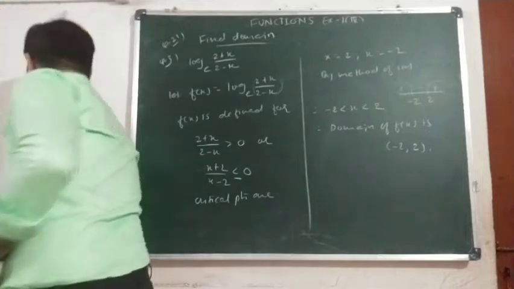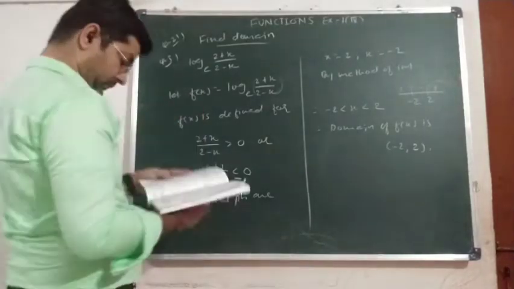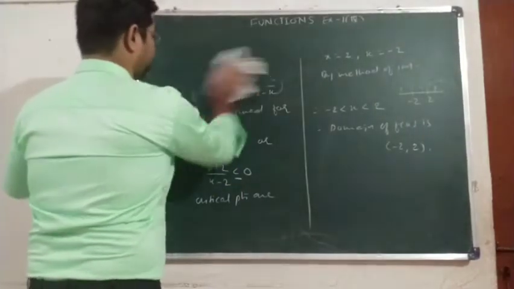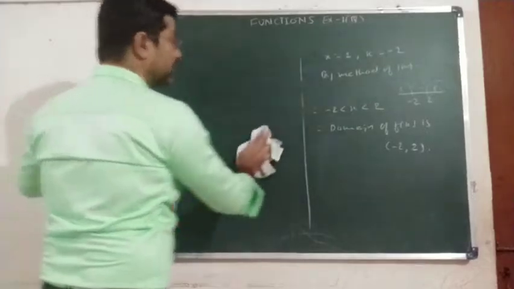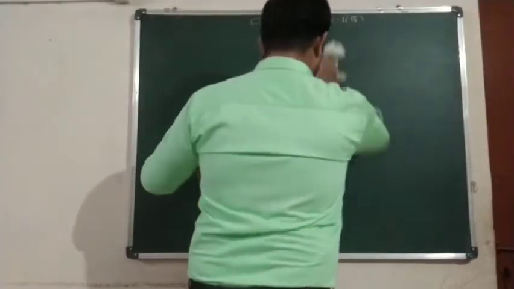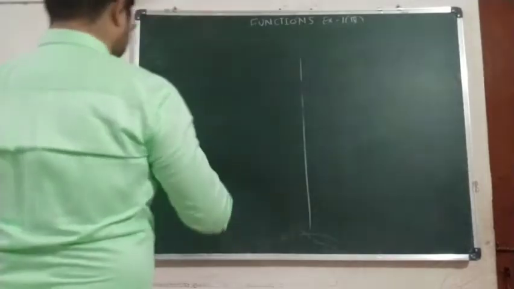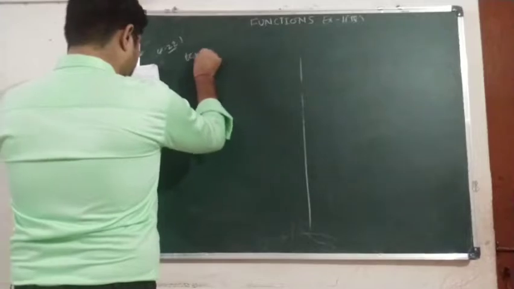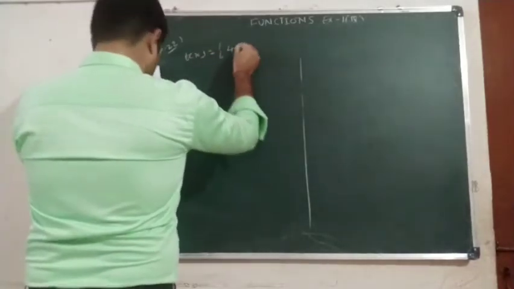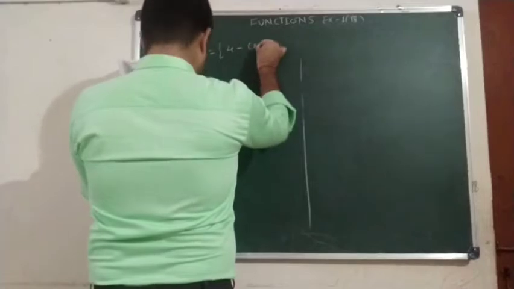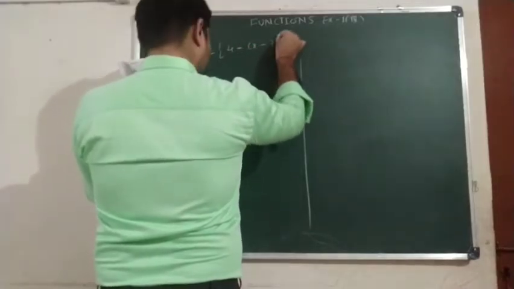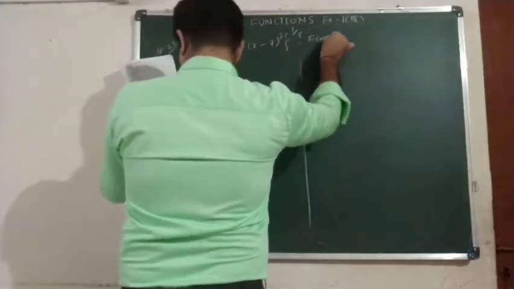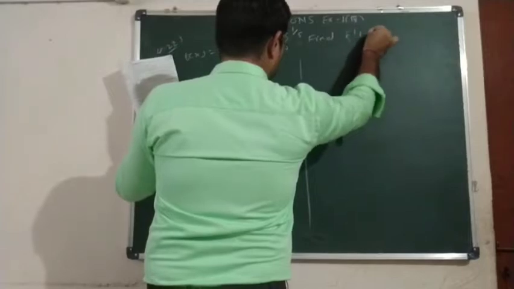Okay, now question number 22. Let us solve question number 22. Function f of x is given to be 4 minus x minus 7 raised to 3 whole raised to 1 by 5. We have to find the inverse function f inverse x.